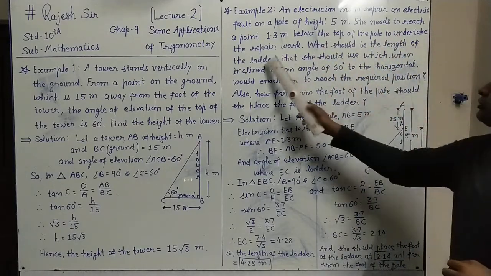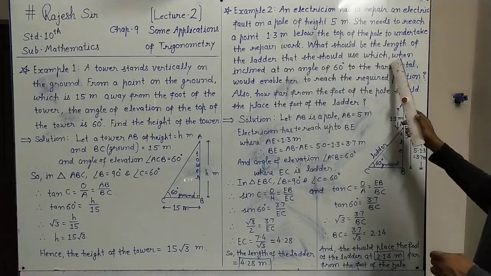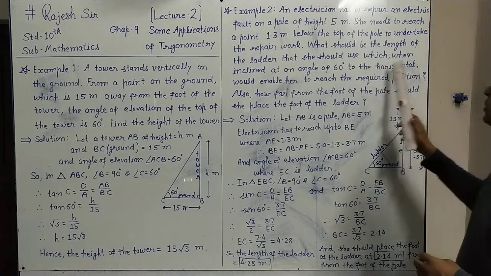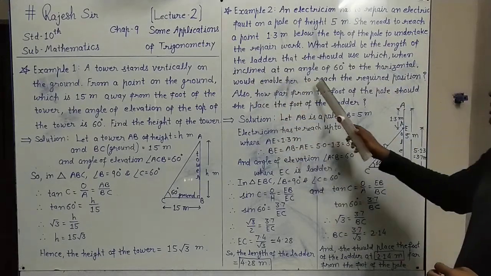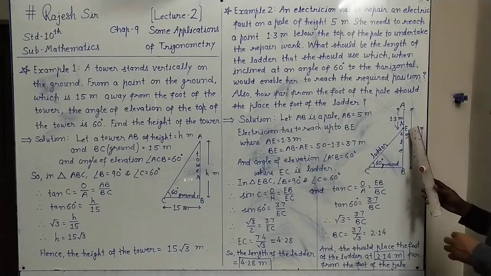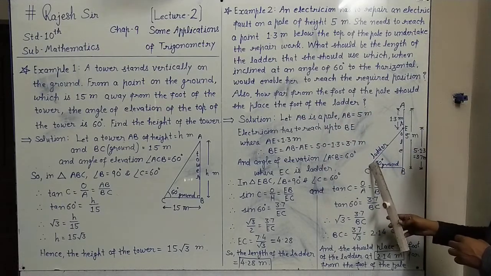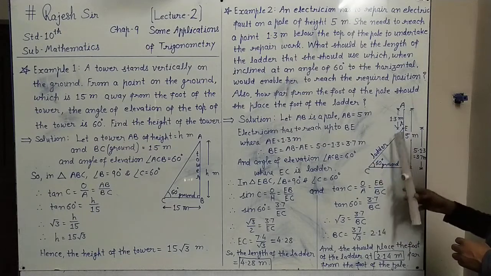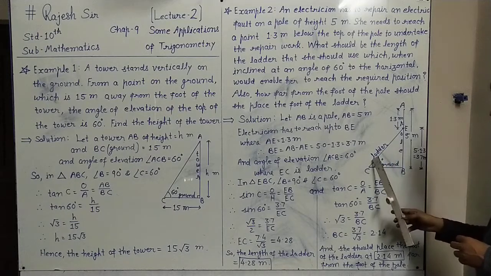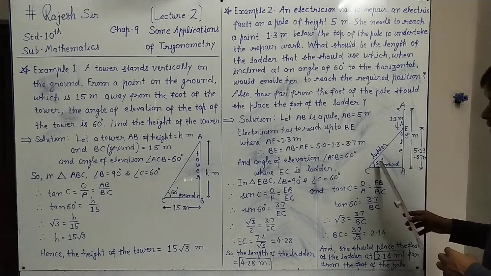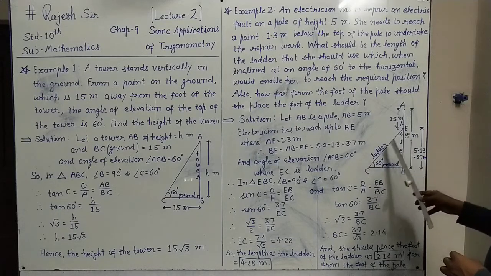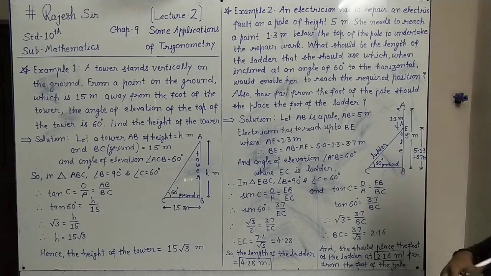What should be the length of the ladder that she uses, when inclined at an angle of 60 degrees to the horizontal, that would enable her to reach the required position? She wants to reach point E. So on the ground she has to put a ladder. Suppose CE is the ladder she puts in such a way that it inclines at a 60 degree angle with the horizontal ground, as shown. And how much length this ladder must be, that we have to find.